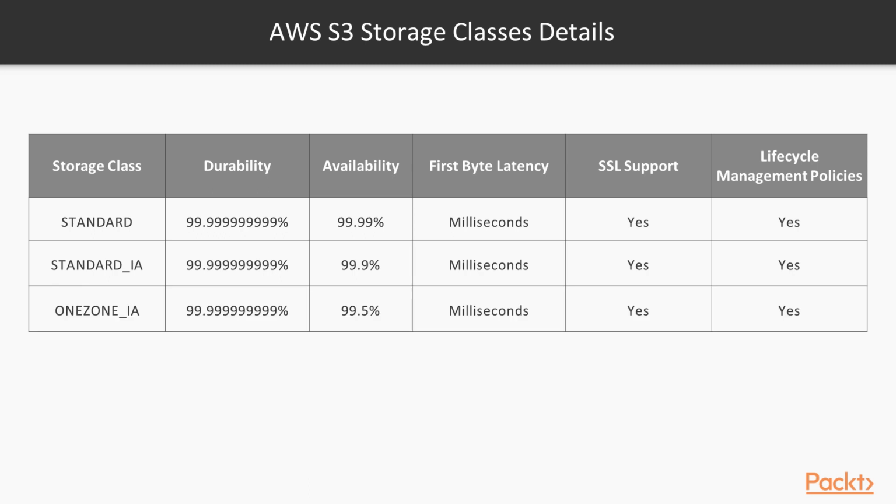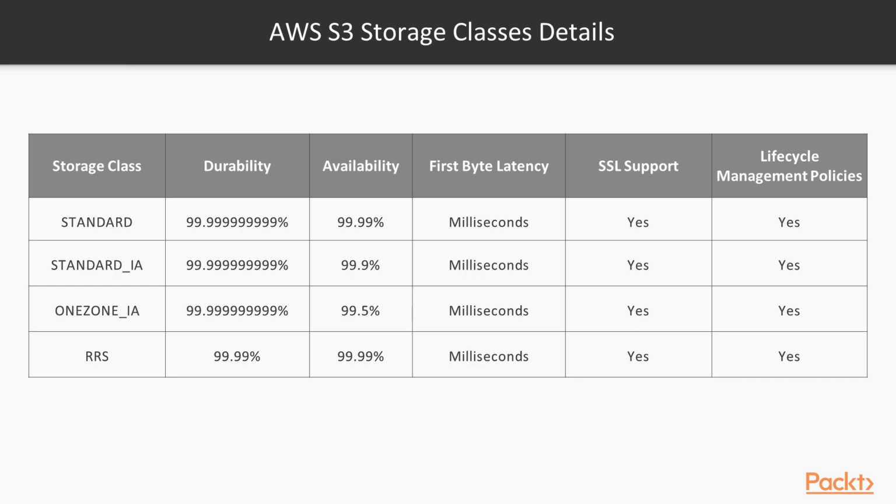One-zone infrequent access class has the same durability as standard and standard infrequent access, and the availability is a little bit less than the standard infrequent access, which is 99.5%. And you have the millisecond latency for the first byte that you read. You have the SSL support, and you can manage the lifecycle of your objects with lifecycle policies.